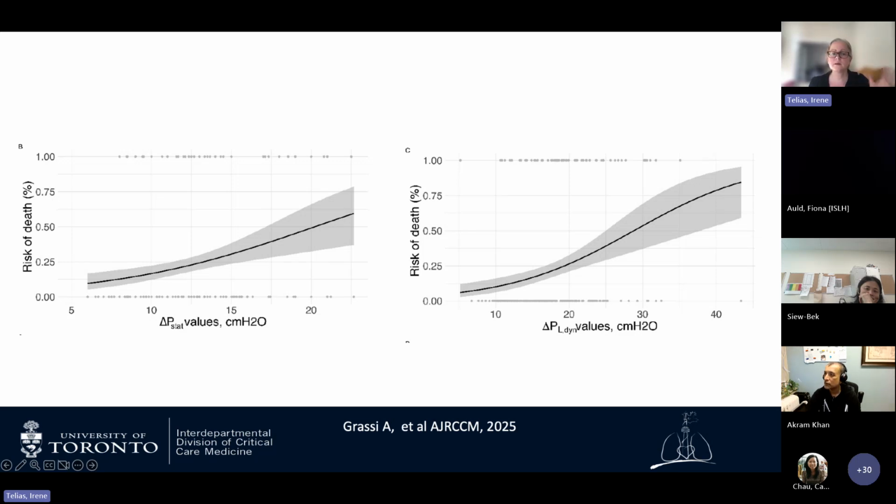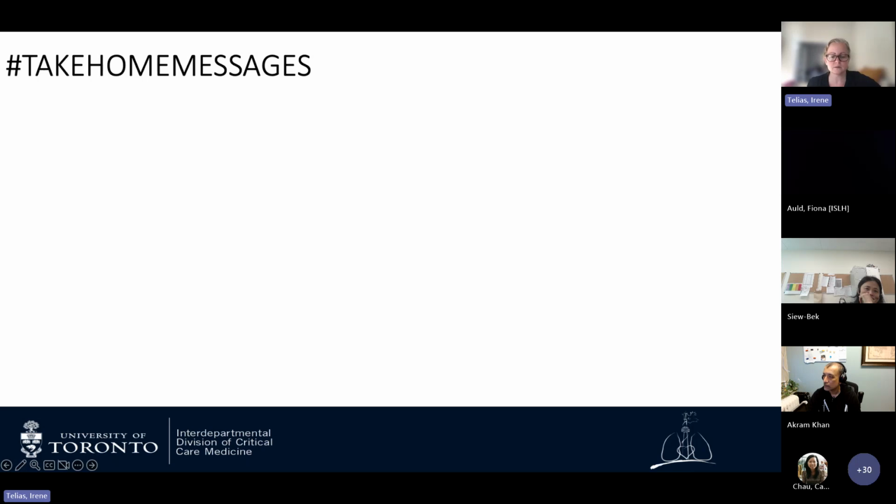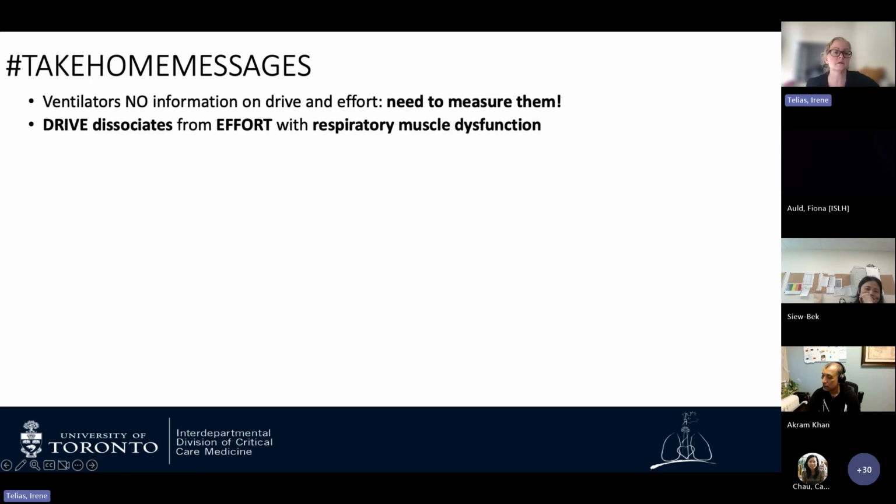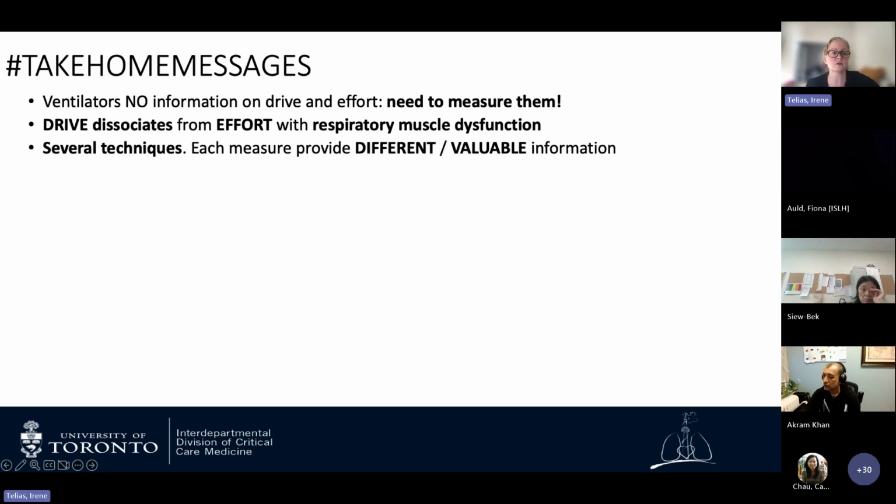Okay. So with this, I'm finishing. These are some of the take-home messages. Ventilators do not give any information on drive and effort. The drive can dissociate from effort when there is respiratory muscle dysfunction. There are several techniques, and each of them will provide different and valuable information. Remember my road trip. We start with the electrical activity of the diaphragm, thickening fraction, measures derived from esophageal pressure, and then the specifics: P0.1, POC, and the inspiratory occlusion with the plateau pressure.